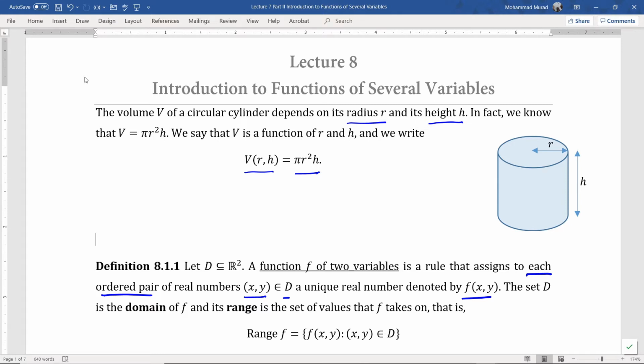The set D is the domain of the function f, and its range is the set of values that f takes on. That is, the range of f, denoted by this symbol, is the set of all outputs such that the input, the ordered pair x comma y, is in the domain D.